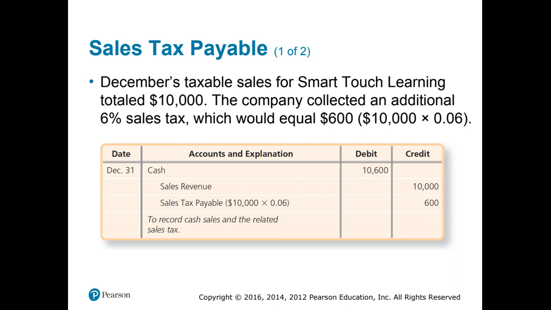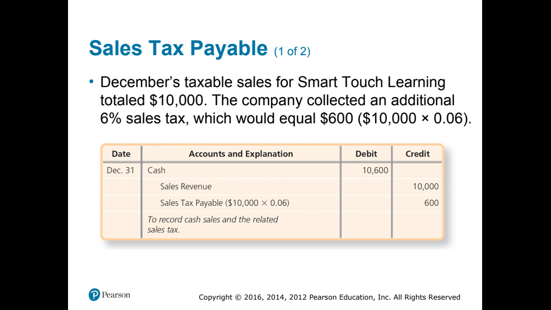For example, suppose December's taxable sales for Smart Touch Learning totaled $10,000. The company collected an additional 6% of sales tax, which would equal $600. To find that, we took the 10,000 times 6%, and to convert that into a decimal, 6% is 0.06. So 10,000 times 0.06 gave us the 600, which is the sales tax. The accounting clerk would record that month's cash sales as follows.